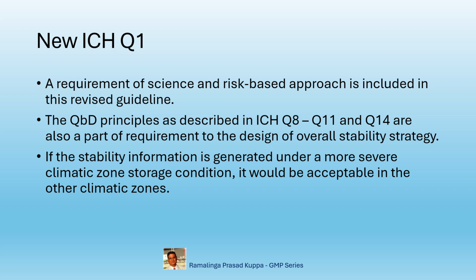If the stability information is generated under a more severe climatic zone storage condition, it would be acceptable in the other climatic zones. This is a comfortable point. As we know, there are 4 different climatic zones classified as Zone 1, Zone 2, Zone 3, Zone 4A and Zone 4B, etc. Among all the conditions, if a worst case is selected with higher temperature and higher humidity conditions, the data may be accepted for other zones too.